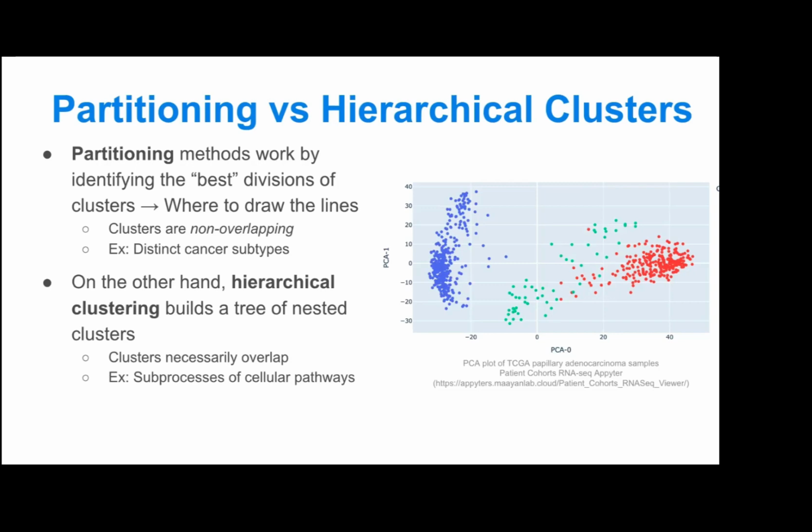On the other hand, hierarchical clustering builds a tree of nested clusters, and I'll discuss this more in depth once we get to that section in this lecture. But of course, in hierarchical clustering, you're necessarily building overlapping clusters, and this might be more appropriate for modeling things where you know that what you're looking for might be like subgroups within larger groups. So perhaps like sub-processes of certain pathways.